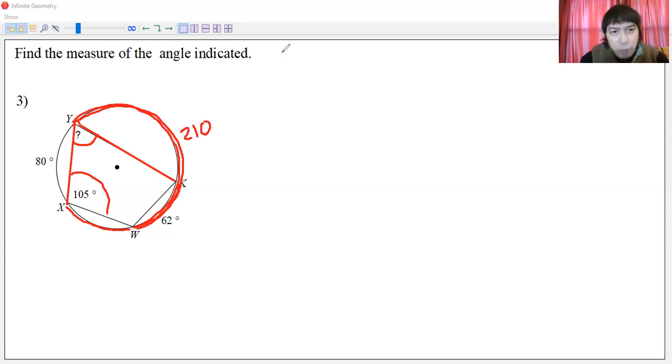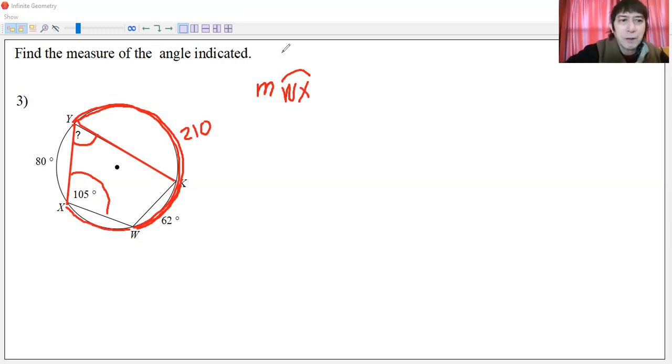Now, if we subtract the 62, then we'll be able to get that part, or we can go around the circle at this point. Arc WKY, 210, plus arc WX will be 360. All right, that's another way of doing it. Now let's use that because it's easier. All right, the measure of arc, we will start with the unknown arc WX.